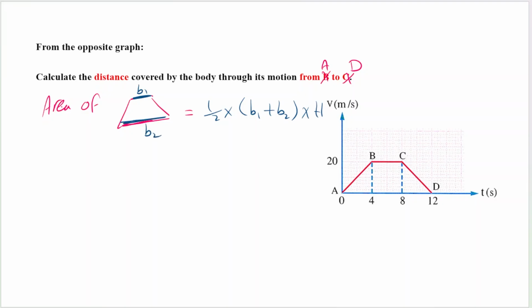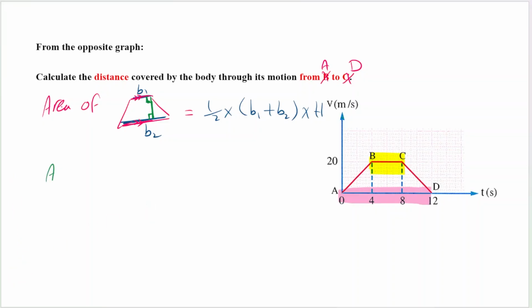Or you can just reverse them. It doesn't matter because 1 plus 2 is equal to 2 plus 1. But the two bases should be parallel. And this is the height. The height is the side length which is making an angle of 90 degrees with the two bases. It is perpendicular to the two bases. So this is the first base, and this is the second base. Why? Because they are parallel to each other.